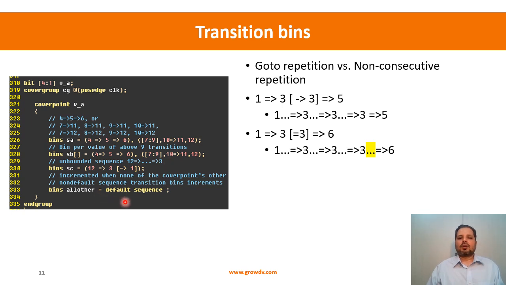And then we had looked at default for the values of the cover point, but we had not looked at a default sequence. So here is a default sequence example. You can say bins all other, and default sequence is applicable for the transition bins. So when none of the sequences or transitions that you have defined as user defined bins takes place, then the all other bin over here, which is defined as a default sequence, will increment.